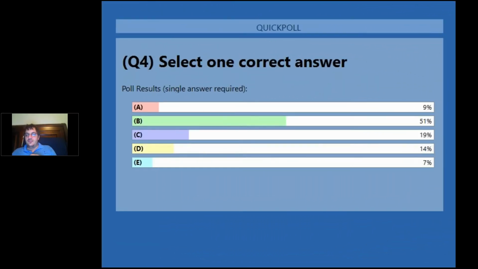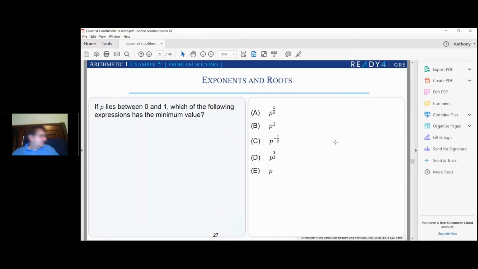Poll is shared. Just over half of you picked B. The next most popular answer was C, followed by the rest, D, and then A, and then E. So let's go through and see if you were right. Okay, poll is hidden. Question should be back up. And let's start with C.